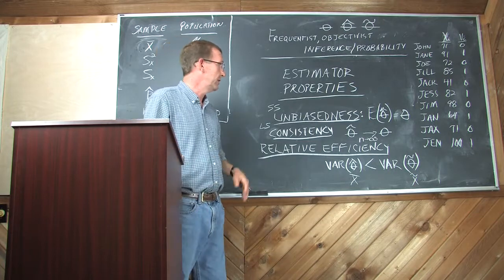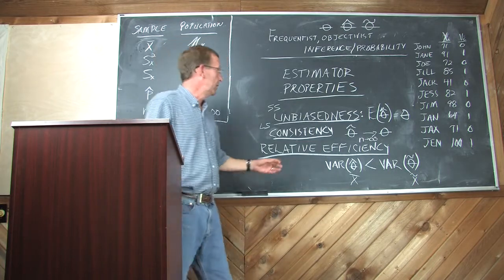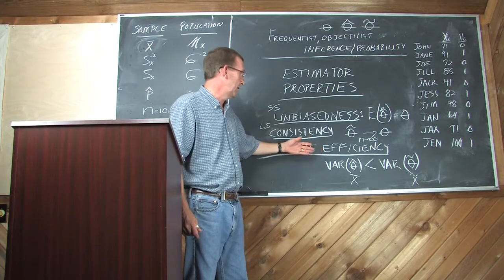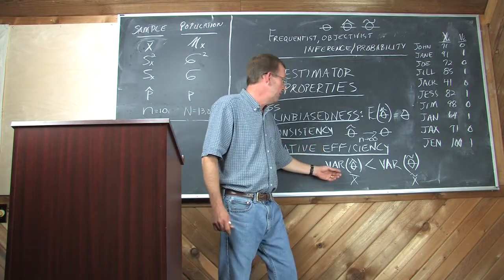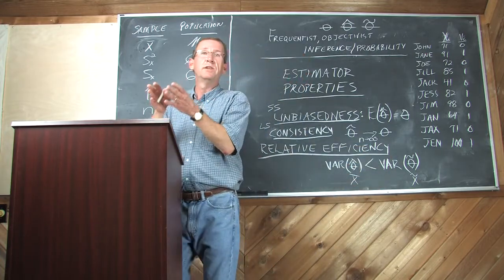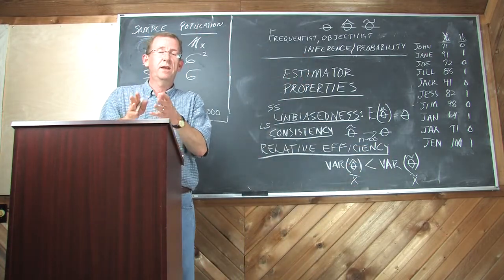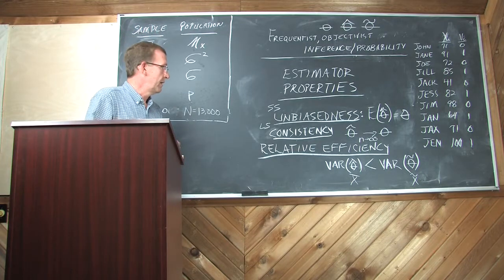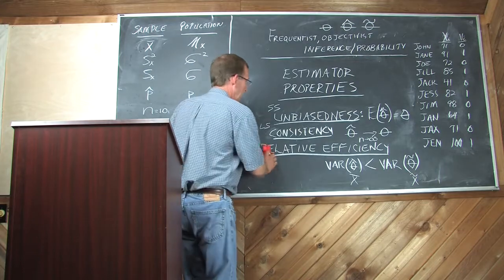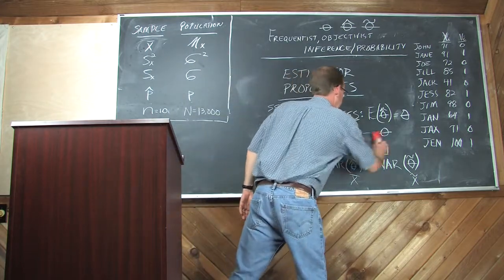I'm going to erase the board and illustrate this in a moment, but the absolute efficiency of an estimator, I will add, is the case where the variance of theta hat is less than the variance of all other potential estimators of that population parameter.